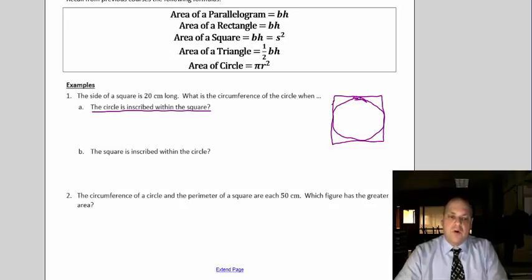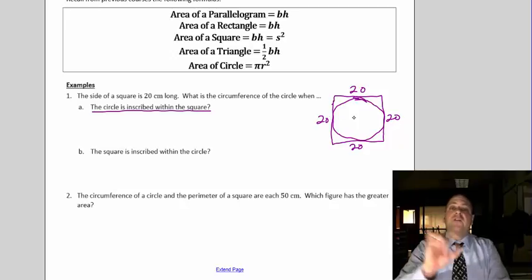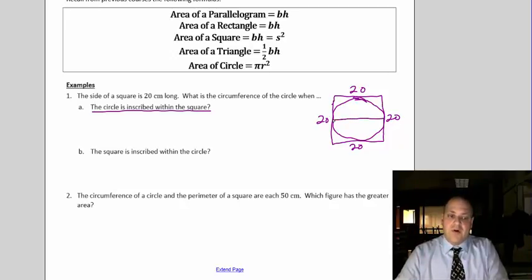And so the side of the square is 20. So it's 20, 20, 20, 20. We should know that. Now, because the circle is inscribed in the square, we draw the diameter of the circle. That diameter is also 20. See that? If the side of the square is 20, the diameter of the circle is also 20. That should make sense to you. So right there to there is 20.